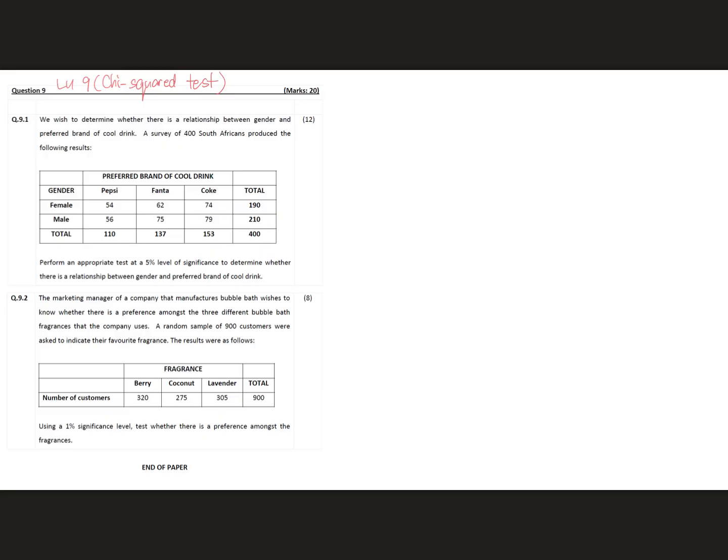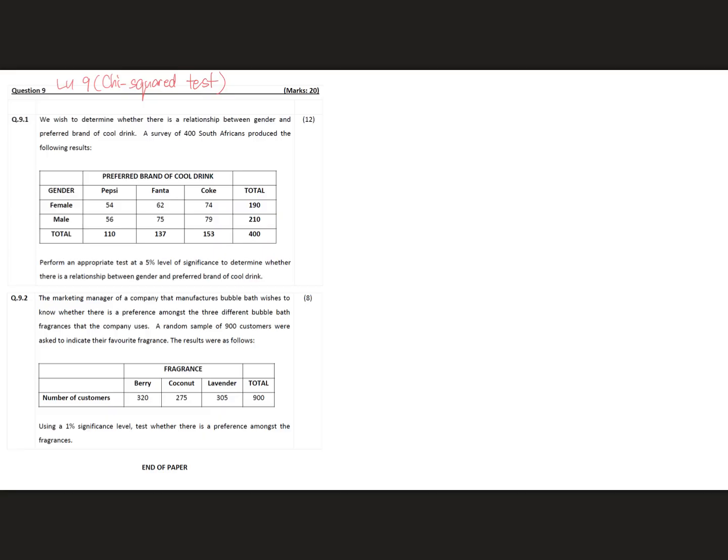And then also the way in which we calculate the test statistic does differ. Also, the way in which we write out the null and alternate hypotheses is just using words. We don't need to use symbols like we did with hypothesis testing. So remember, this is again a choice. You are either doing Learning Unit 8, the hypothesis testing question, which was question 8, or this one, question 9, which is based on your chi-squared distribution.